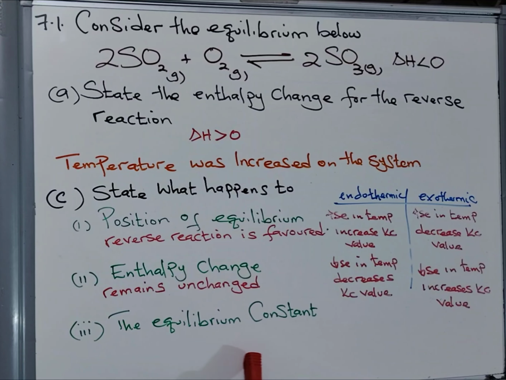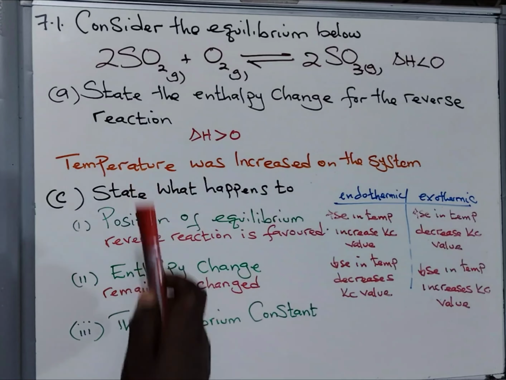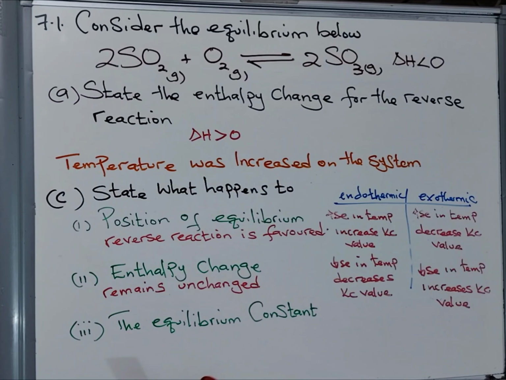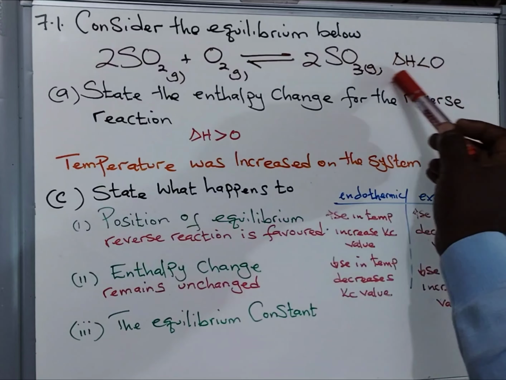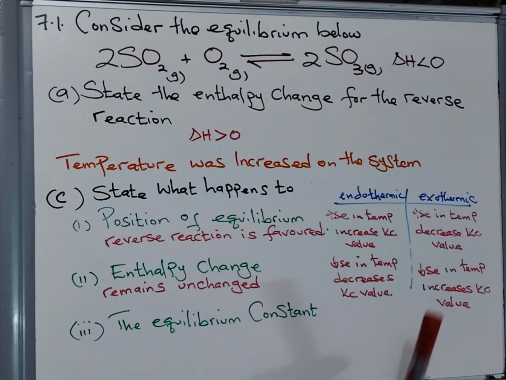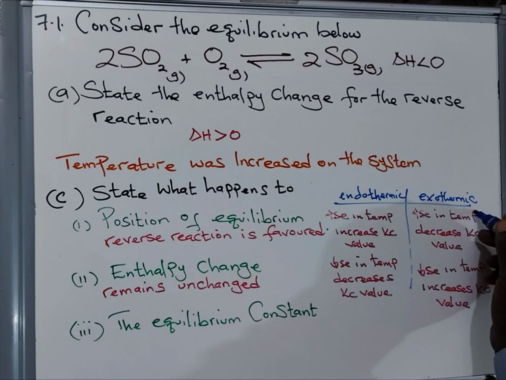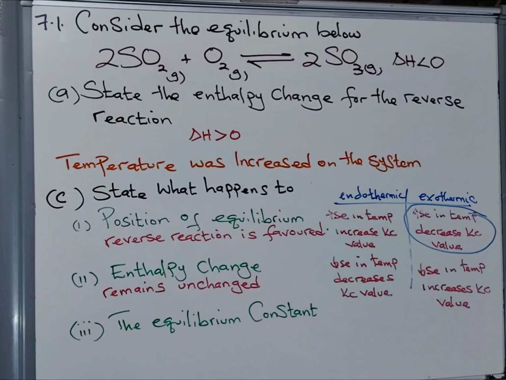So back to the question, the equilibrium constant. Temperature increased, and we know that the reaction is exothermic. So we go to this side, and what do we say? Increase in temperature decreases Kc. So this is it. So let's put it down.